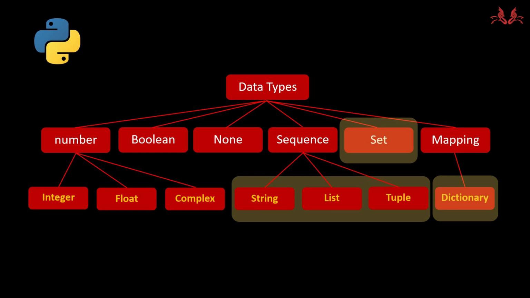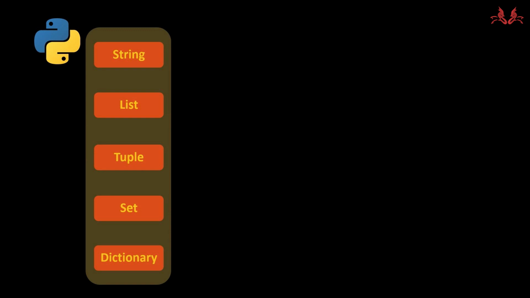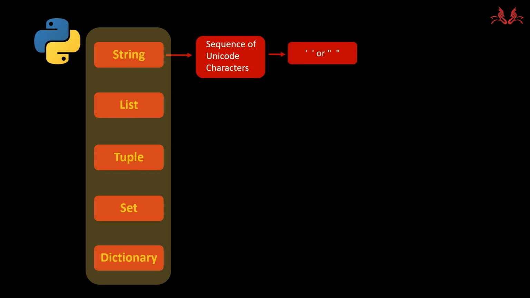But you have to notice that the sequence data types string, list, tuple, set, and mapping dictionary are usually confused. So I'm gonna talk more about the names of these data types and their basic features and looks. For example, a string is a sequence of Unicode characters. It is presented by single quotation marks or double quotation marks, just like we put Python in single quotation marks.